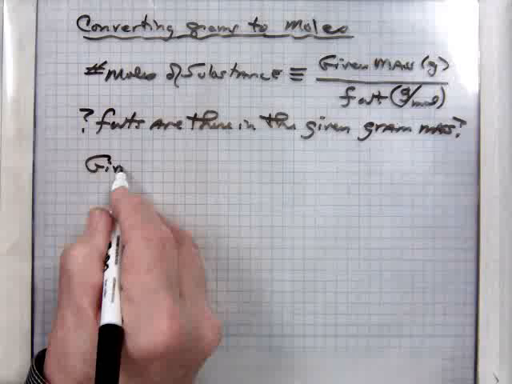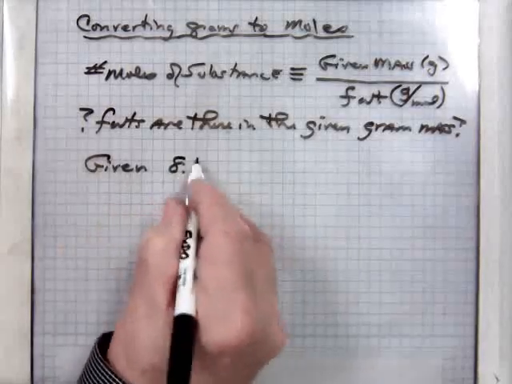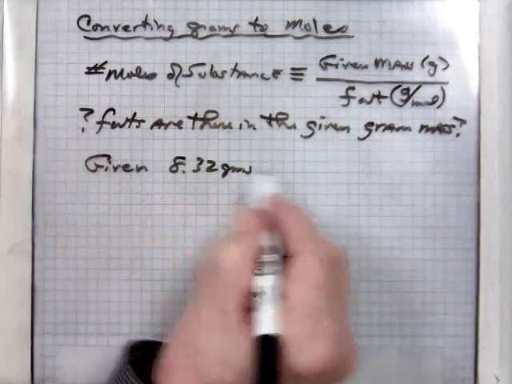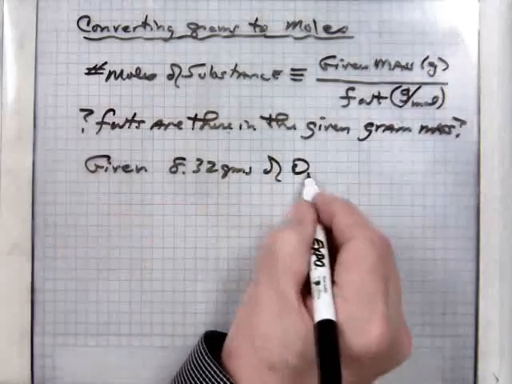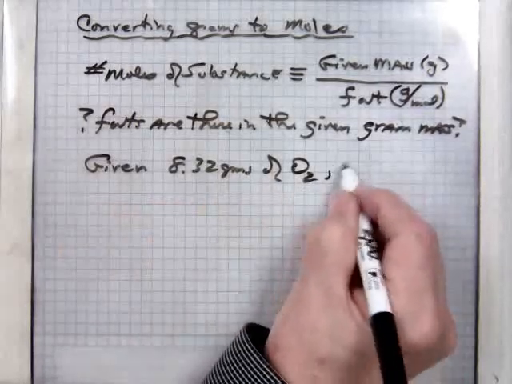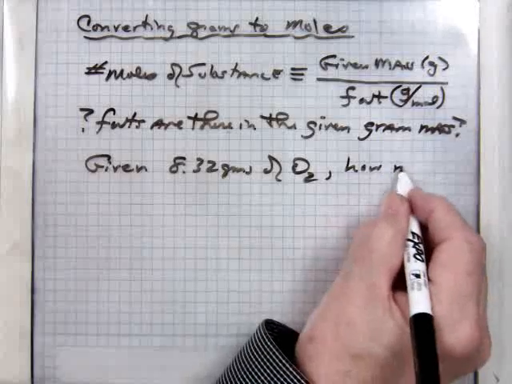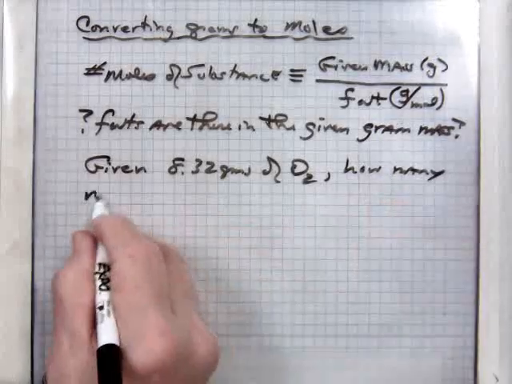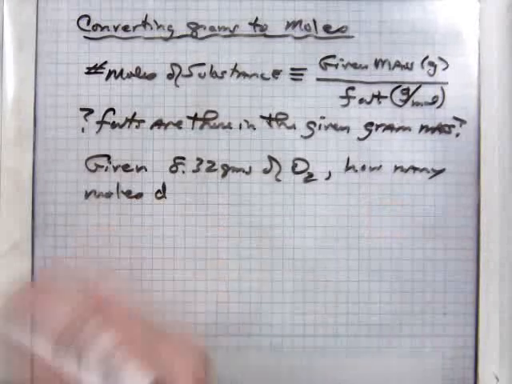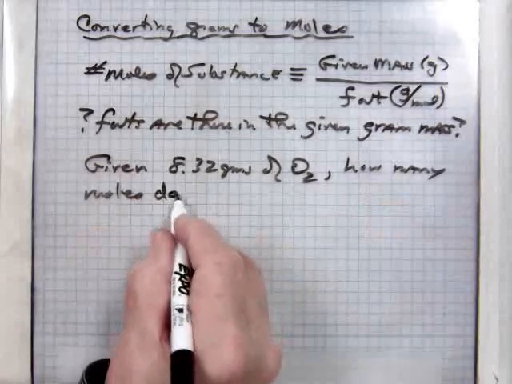Say you're given 8.32 grams of molecular oxygen. How many moles does this contain?